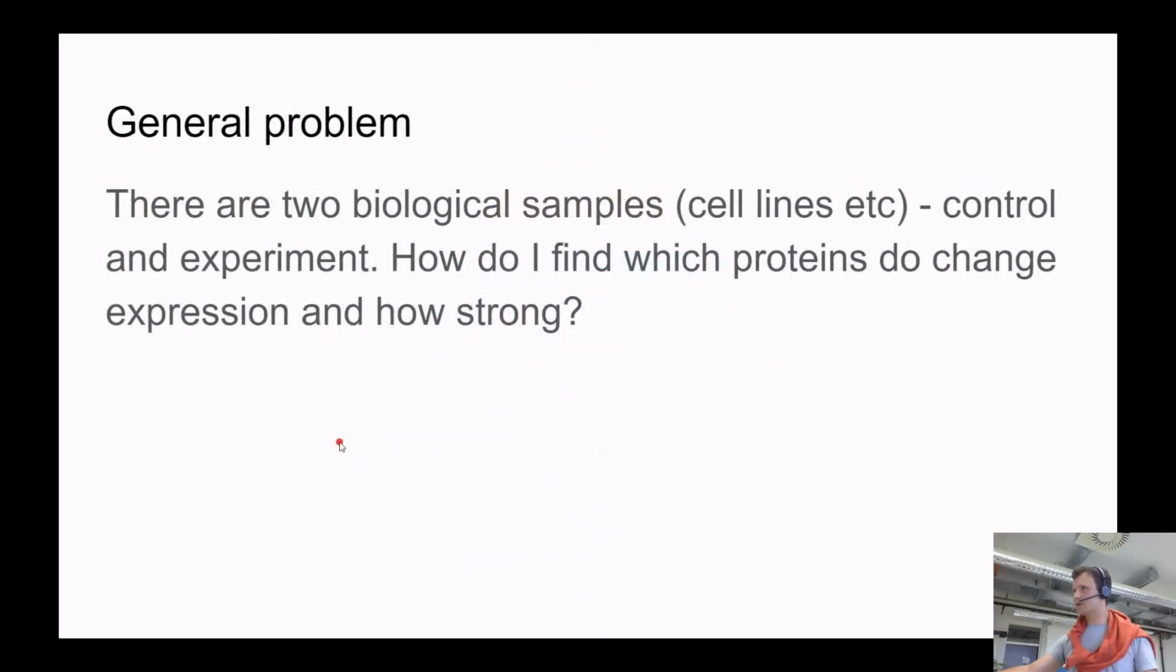Okay. But of course, as in transcriptomics, we have one very general problem which occurs from experiment to experiment. Imagine we have two biological samples, let's say cell lines, and one group of them is control, another group is experiment. I measured both of them, let's say with proteomics or some other methods related to proteins, and I would like to find out which proteins change expression, and how strongly. So this is basically the problem of differential expression.